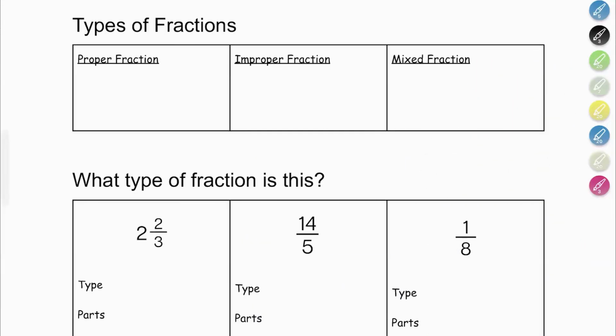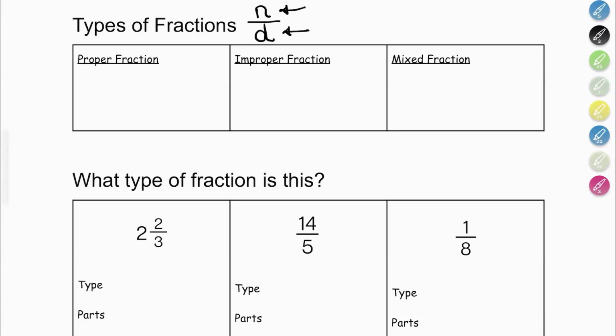The first thing we're going to talk about are types of fractions. There are 3 different types of fractions that we can look at, and those are proper fractions, improper fractions, and mixed fractions. So before we begin, we want to remind ourselves that fractions have a numerator and a denominator. Usually the numerator is here on top, and here the denominator is on the bottom.